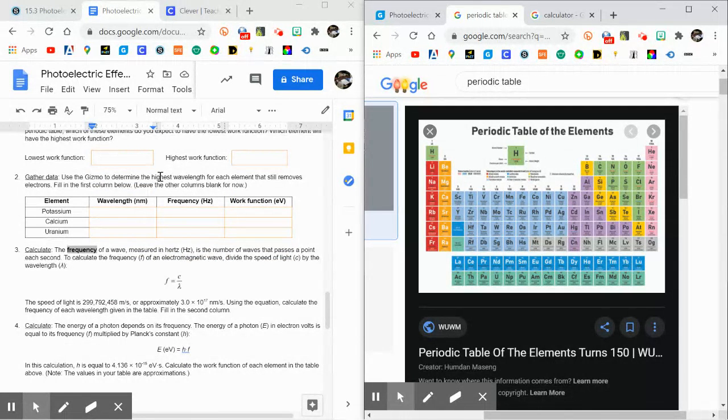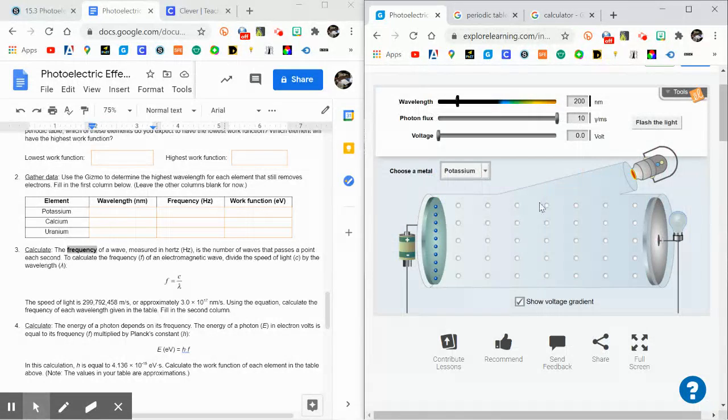Gather data. Use the gizmo to determine the highest wavelength for each element that still removes electrons. Fill in the first column below. All right, so let's do this. Let's start with 600.